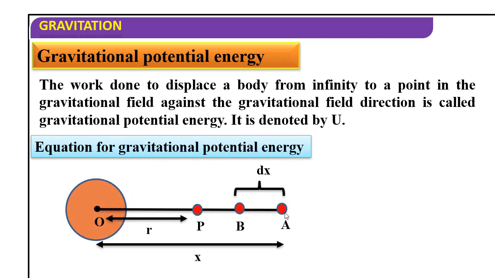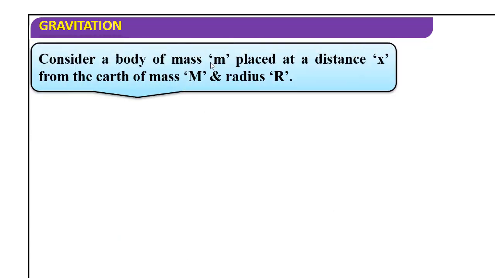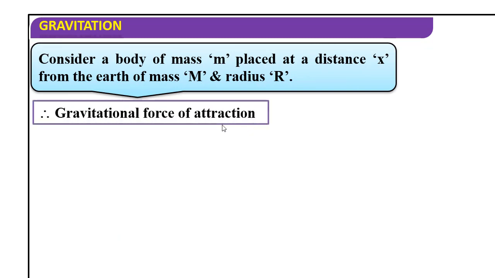Suppose from this point, this is attraction, so the body is moving in this direction. Remember, this is dx, this is x. Consider a body of mass m placed at a distance x from the earth of mass M and radius R. So the gravitational force of attraction is F equal to GMm by x square.